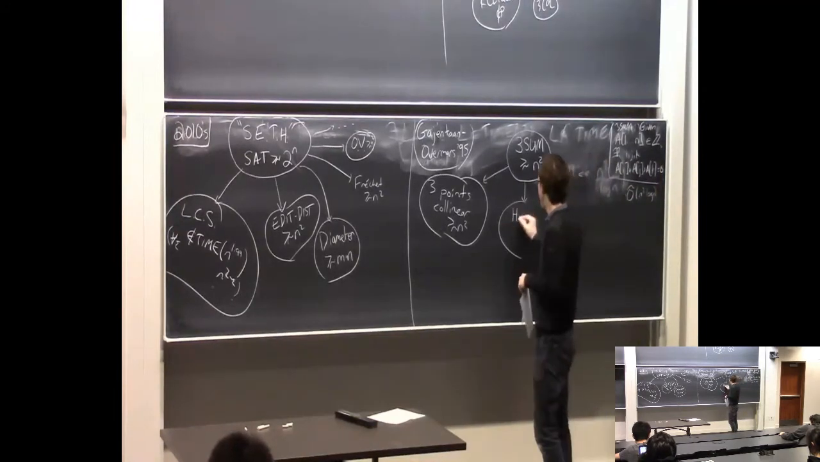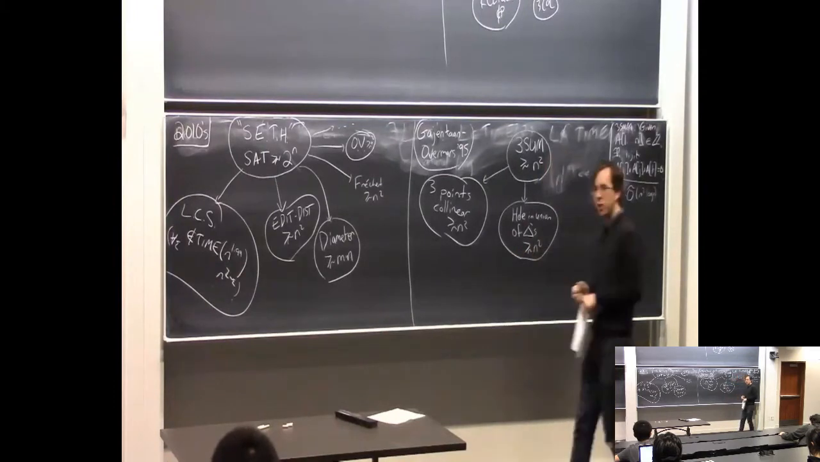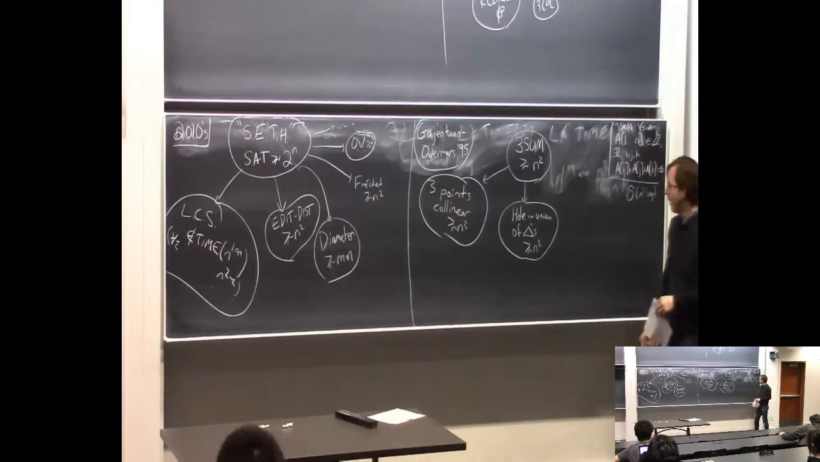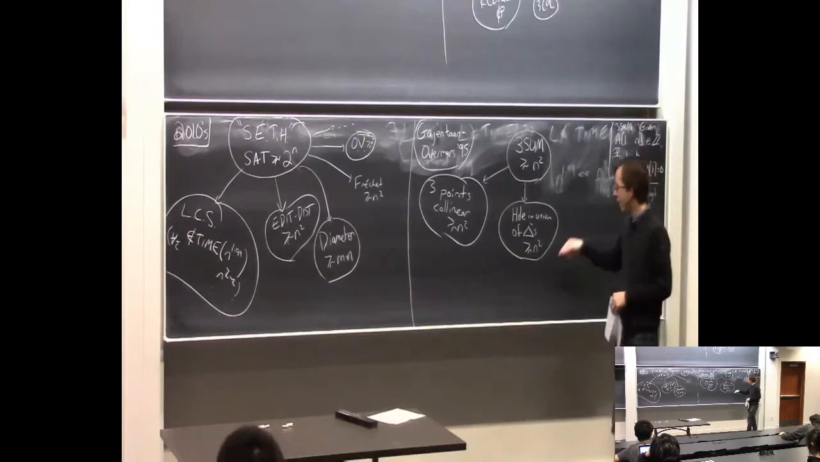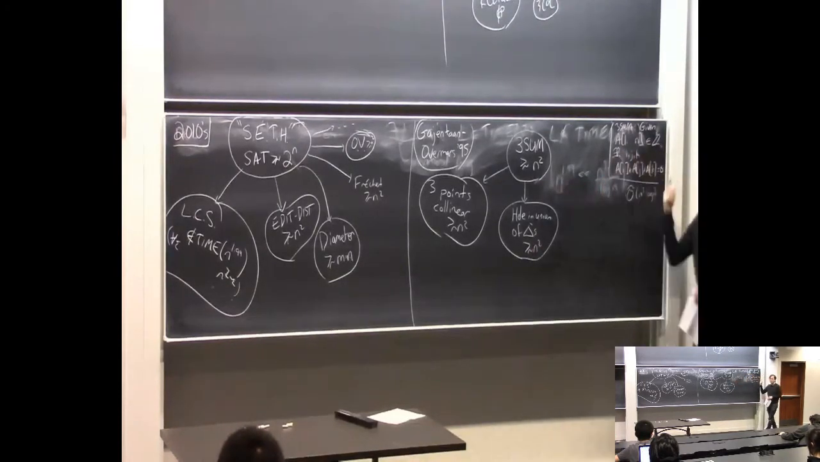hole in union of triangles. So in this computational geometry problem, the input is a list of n triangles in the plane. And if you take their union, you'll get a kind of triangular blob. And you want to know, is it simply connected, or is there a hole in it? It's a cute problem, and you can do it in quadratic time, and you can't do it any better if you assume this conjecture about the 3SUM problem.